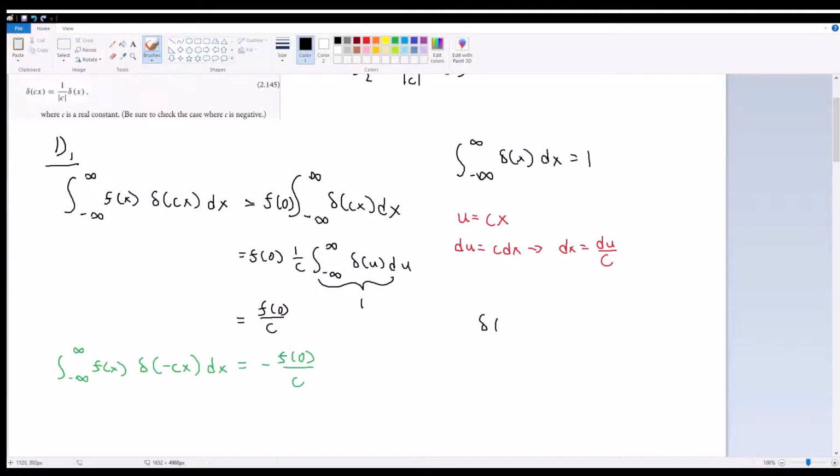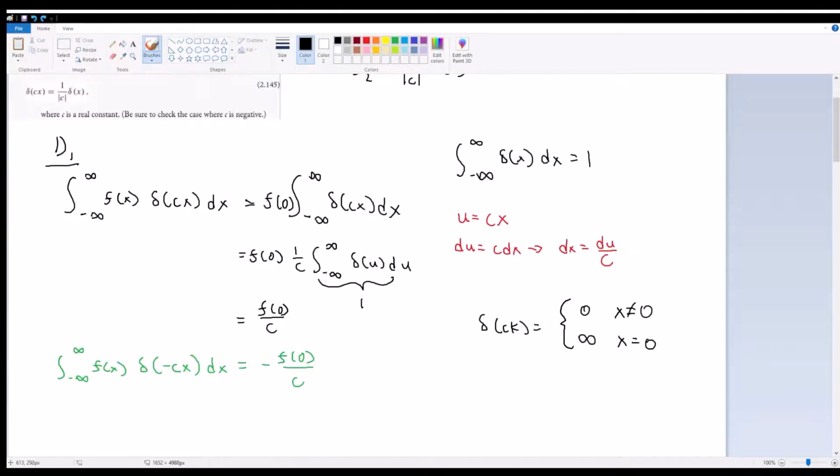Dirac delta of cx is equal to 0 when x doesn't equal 0, and infinity when x does equal 0. Adding a negative sign in front of the c doesn't change this property. So mathematically, Dirac delta of cx is effectively the exact same as Dirac delta of negative cx. So in actuality, there is an equivalence between this top statement and this bottom statement. And the fact that these two results don't equal is sort of a problem.